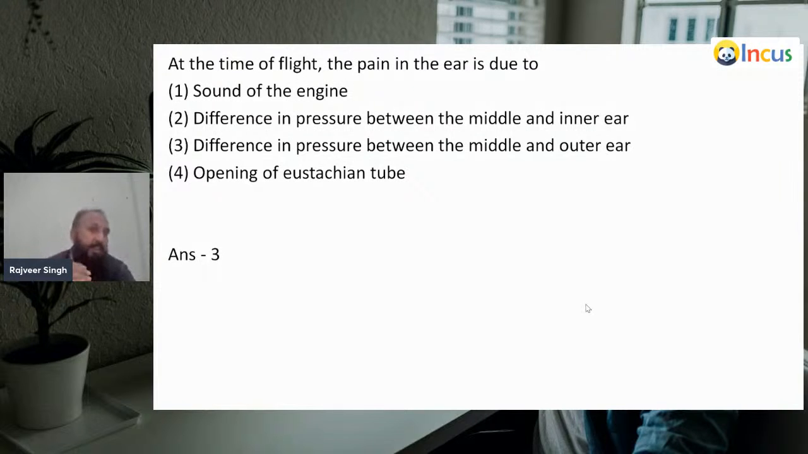Today brings the fifth part of this chapter, and I hope you will enjoy it: integration and coordination, chemical coordination.